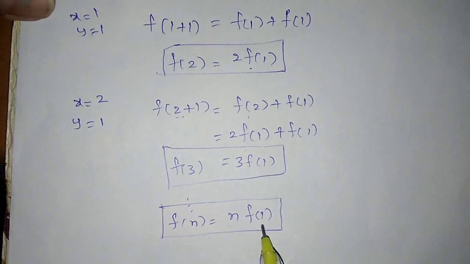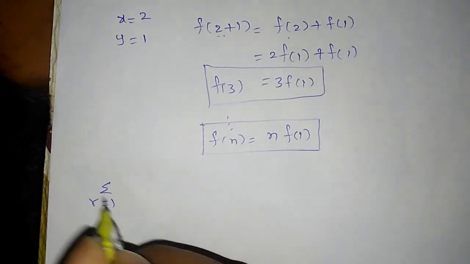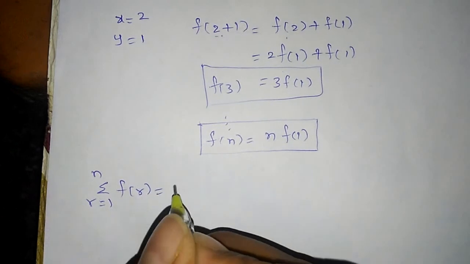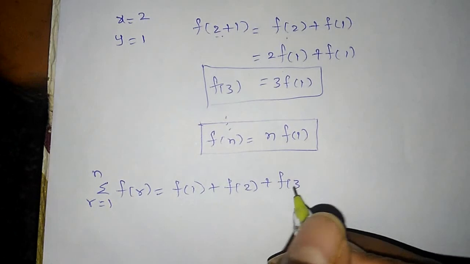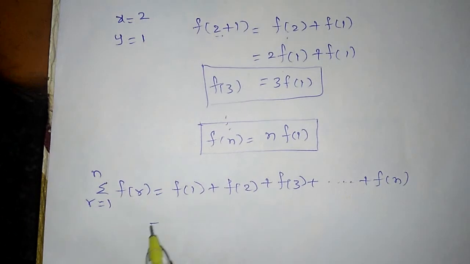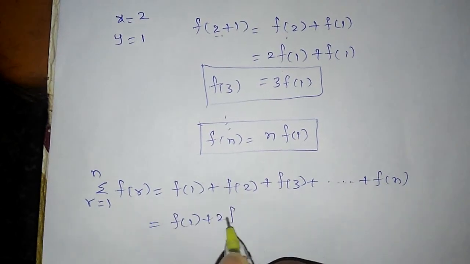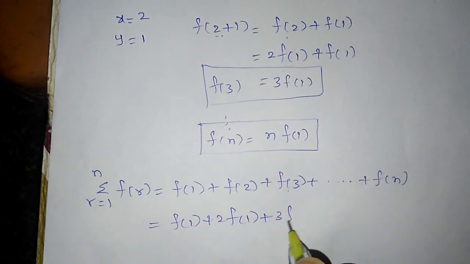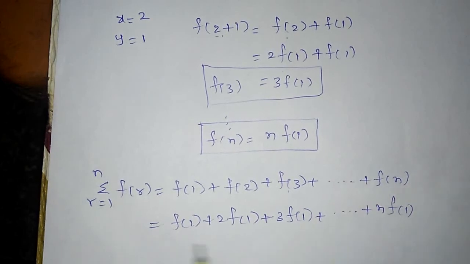So f of n is equal to n into f of 1. Here we can substitute in the sigma r equals 1 to n of f of r, that is f of 1 plus f of 2 plus f of 3 and so on up to f of n. So f of 1 is f of 1, and f of 2 we found the value as 2 into f of 1, f of 3 is 3 into f of 1, and so on. f of n is n into f of 1.